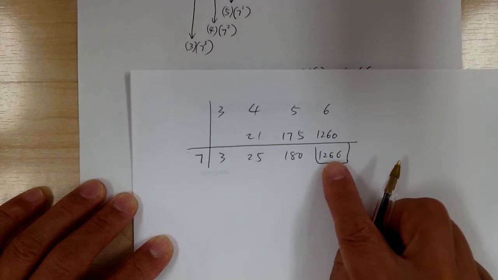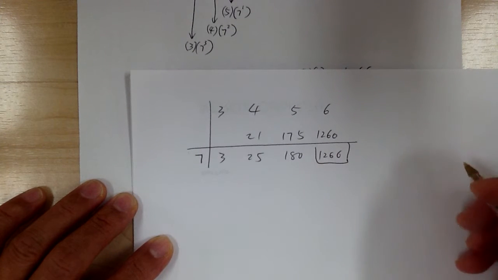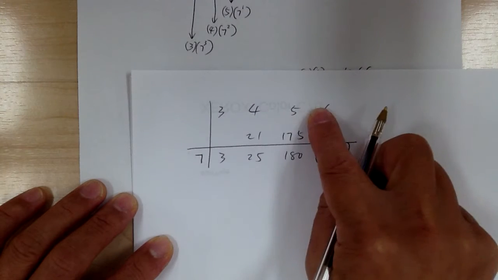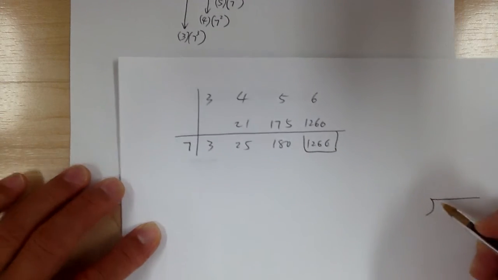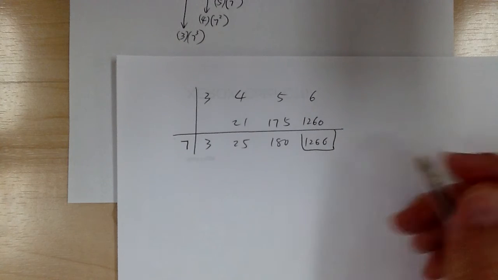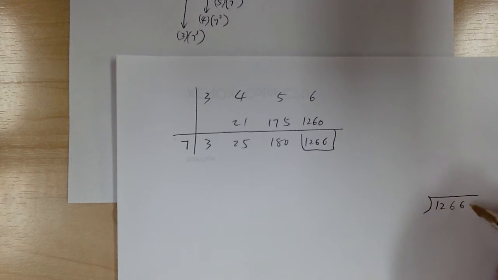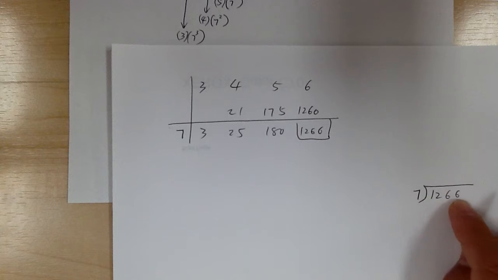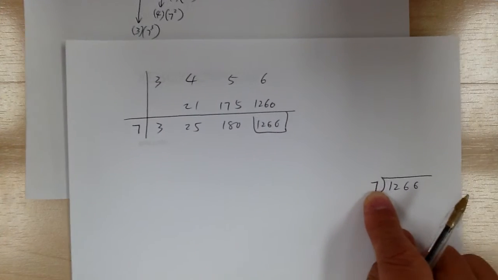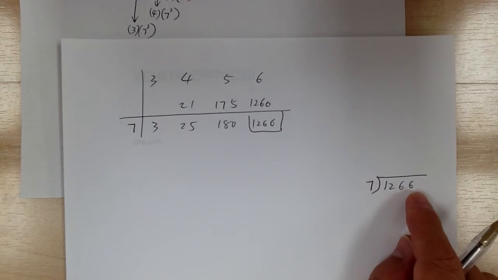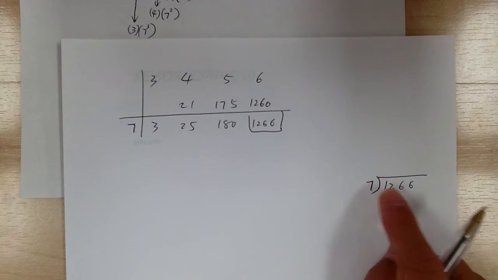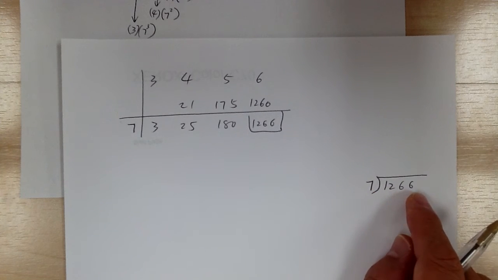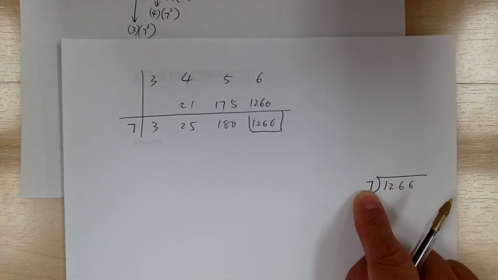If you're going to convert this back into base 7, you do the long division, and you start from the right side. So you go 1266, you divide by 7. If you're going to convert to whatever base, you just divide by the base. If you're going to convert to base 2, you divide by 2. If you're going to convert to base 8, you divide by 8.